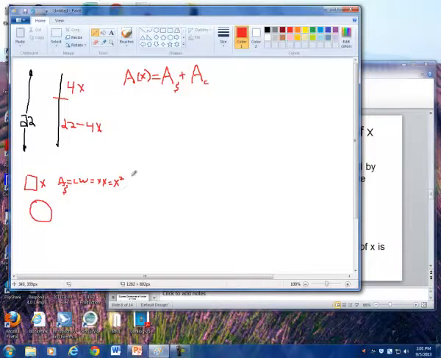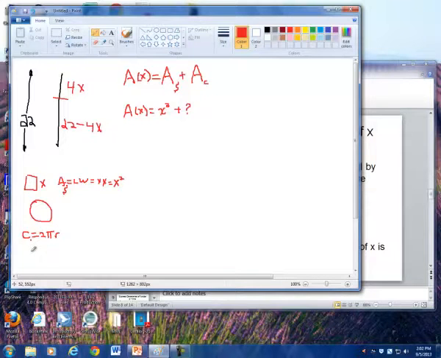So we have to find the area. So this we already know. This is A of x equals x squared. Okay, so we're all set for the area of the square. But now we need to find the area of the circle. Well, when we take this wire and bend it around, that's actually circumference, because we're looking at just that outer edge. And we know the circumference of a circle is 2 pi r.